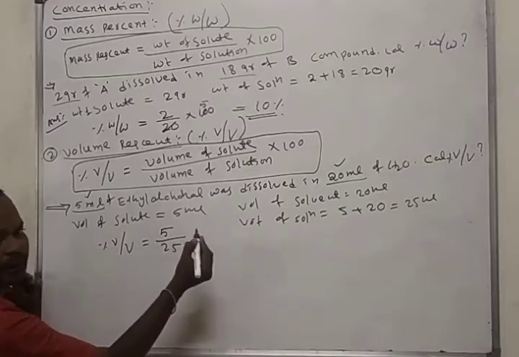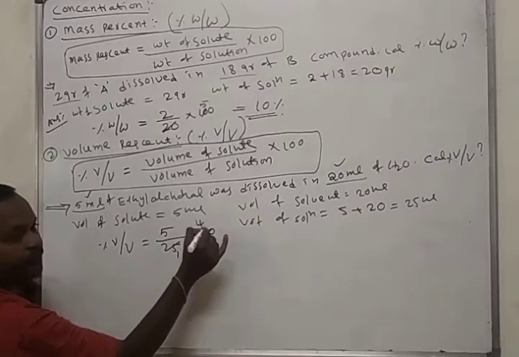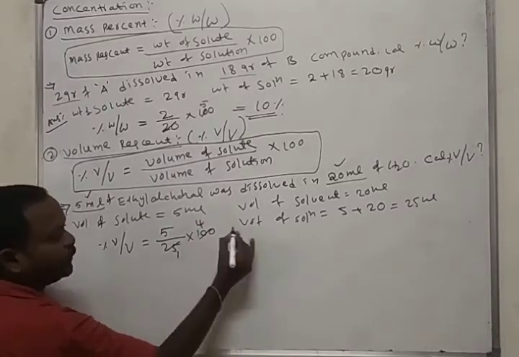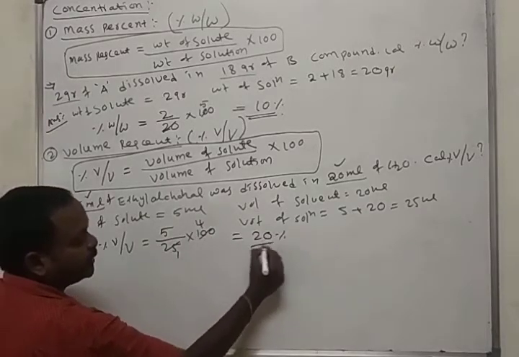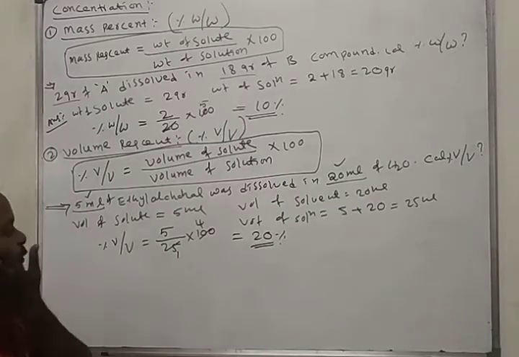Okay, then percentage V by V is equal to volume of the solute 5, volume of the solution 25, into 100. 25 ones are 25, fours are... Okay, 5 into 4, 20. Okay, the volume percentage is 20.